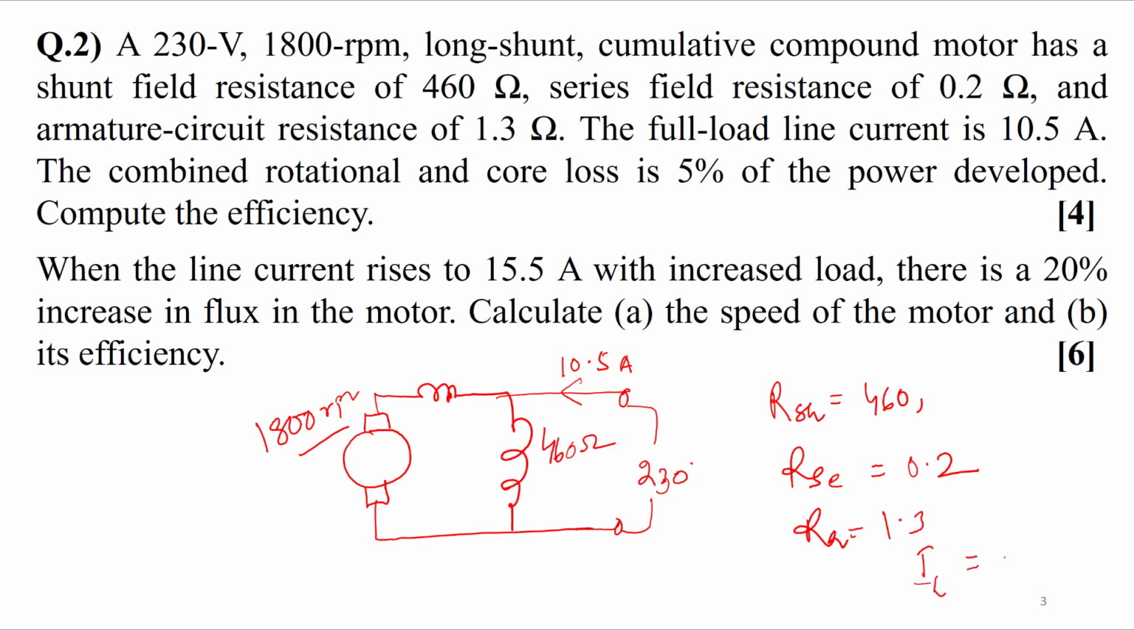IL is 10.5 ampere. Okay. Clear? Now what will be IA? IA will be 10 ampere, right? Because here 0.5 ampere is flowing, okay, in the field circuit. 230 by 460, it will be half, right? Okay, 0.5 ampere here in the field circuit. So the remaining will flow in the armature circuit. 10 ampere. Correct?